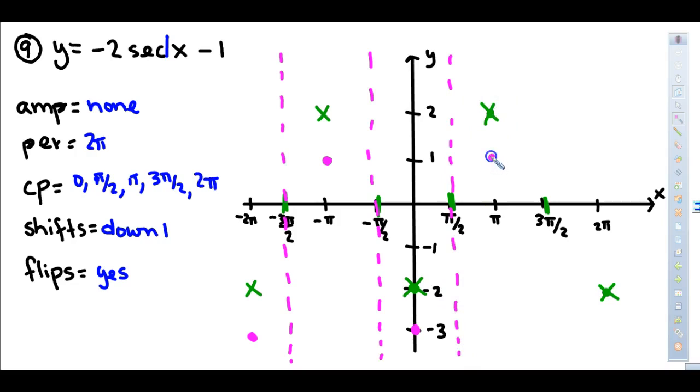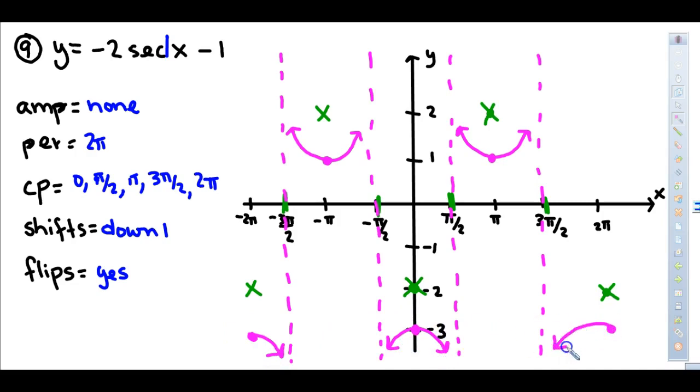Okay, this one has to come down 1. And there's the asymptote. And this one comes down 1. Okay? Everything at the top flips up. Everything at the bottom flips down. And there you have it, boys and girls. We are done with that one, and we're on the last problem.